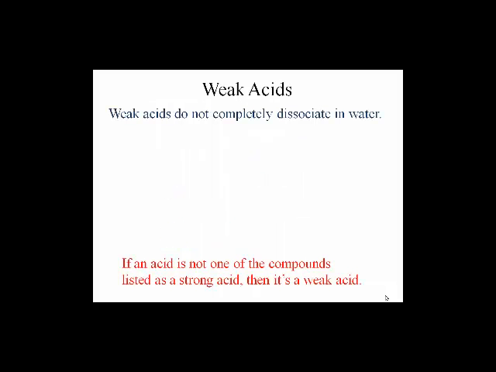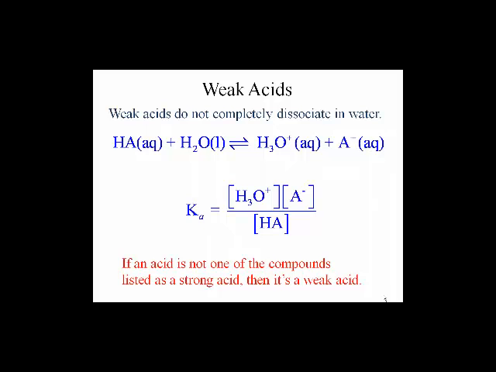Weak acids are any compounds that do generate protons or hydronium ions in solution, but do not completely dissociate. So if you have a compound that is considered an acid, but it is not one of the 7 strong acids that we listed earlier, it's safe to assume that that compound is a weak acid. And what happens is we set up a true equilibrium. We have the weak acid in solution in equilibrium with hydronium ion and its conjugate base.